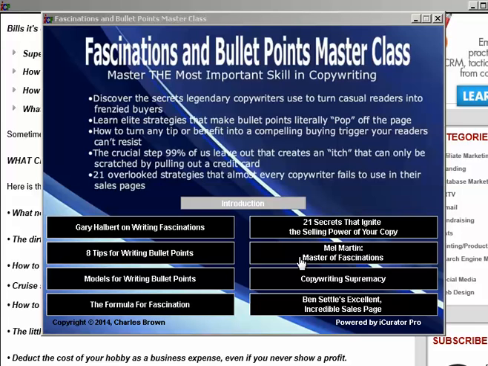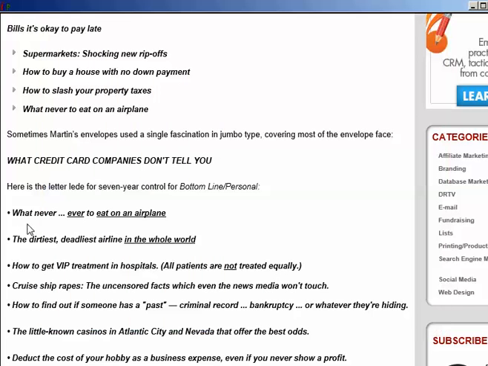Mel Martin is the master of this. And by the way, you're going to hear about these kinds of bullet points called fascinations. And so that's a real common term among copywriters, to call them fascinations. And Mel Martin was the master of them. So let's take a look at some of this. If you click this button, you're going to get to this article here. And these are some of the bullet points that he did.